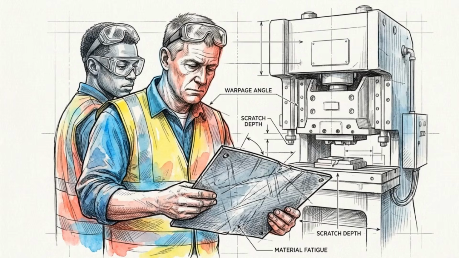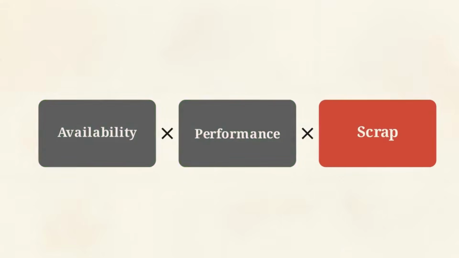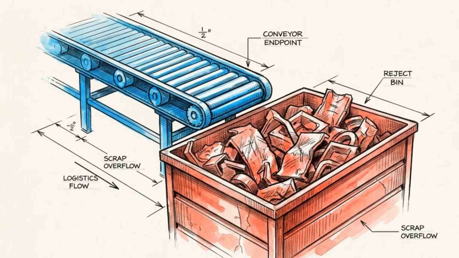Tomorrow morning, ask your floor team to explain why the very first part off the line on a new shift is almost always scrap. Quality acts as the final filter of the formula. Without it, high availability and rapid performance only mean your plant is highly efficient at producing garbage.